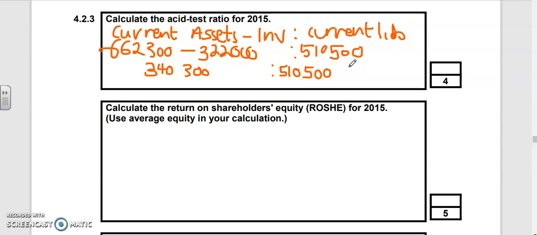So I'll take 340,300 and divide, because whenever you're doing a ratio, you divide the left hand side from the right hand side. The right hand side will always be 1. 340,300 divided by 510,500, and I get 0.66 is to 1. Now, I said to you in the previous video, always make sure it's one decimal place, which our answer will be 0.7 is to 1. That's your current ratio. Now, the norm is 1 is to 1. So 0.7, not that bad, but it is a little bit of a liquidity problem arising.